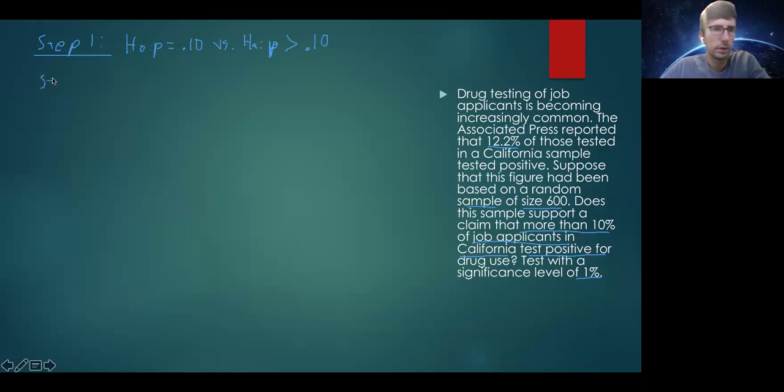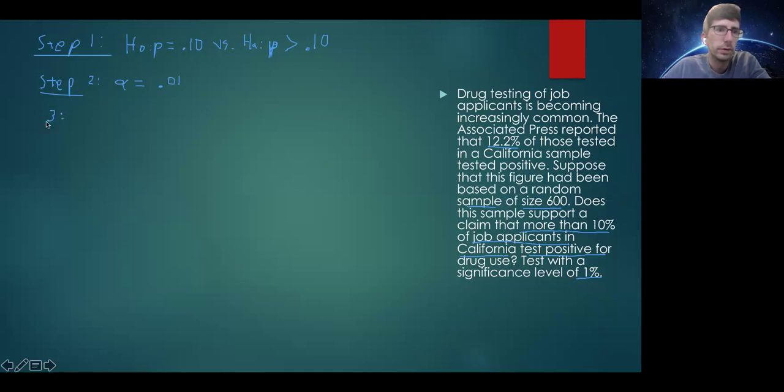So in step two, we simply state our level of significance or our alpha value. And we're told to test with a significance level of 1%. We're not told that that is alpha, right? So we need to know that alpha is the significance level itself.